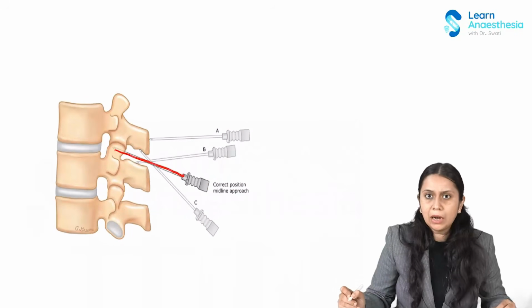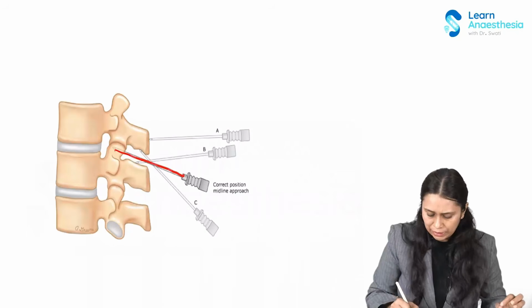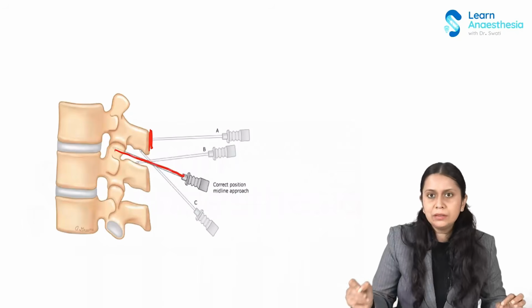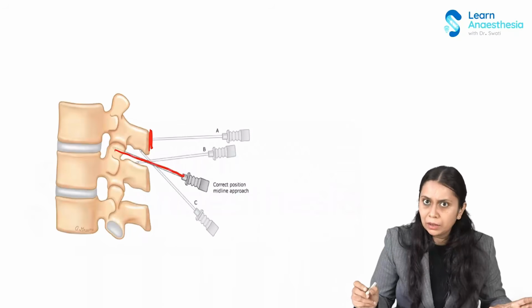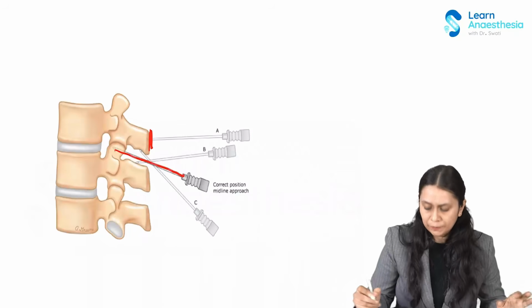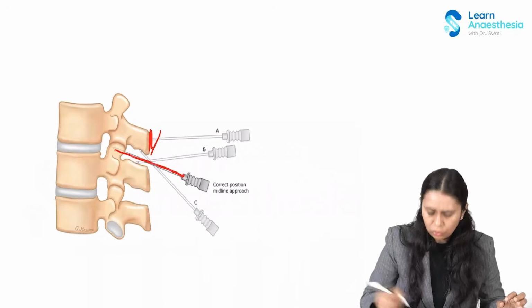So if I am encountering the bone right at a shallow depth, it is the cranial interspinous space, that cranial spinous process that we are hitting. So we just have to change the direction of the needle caudad.